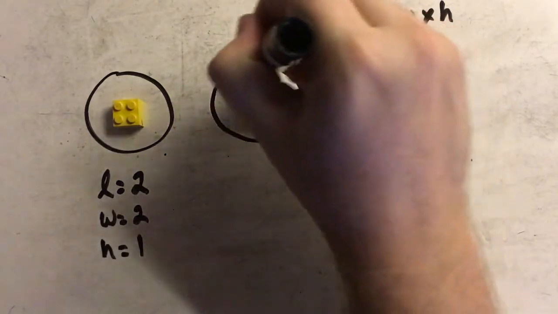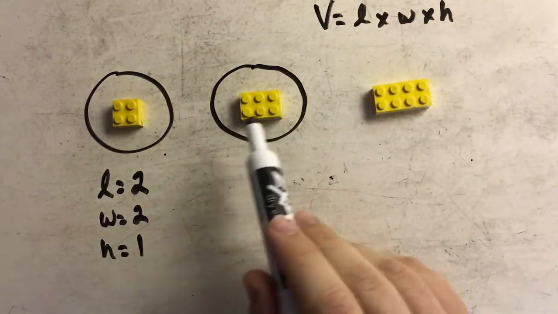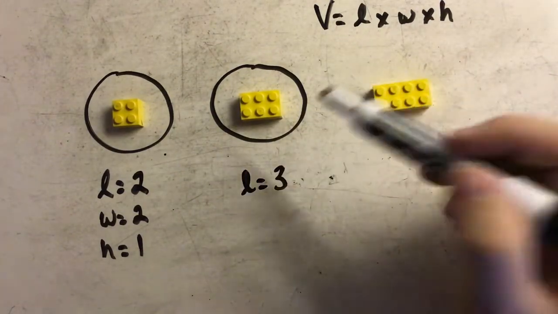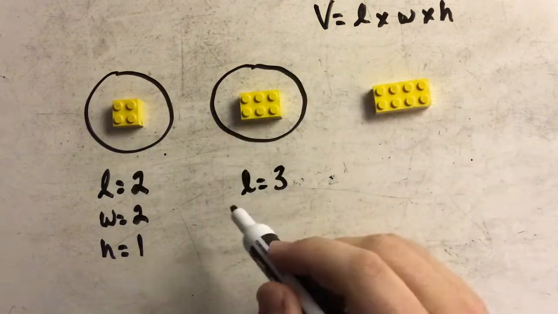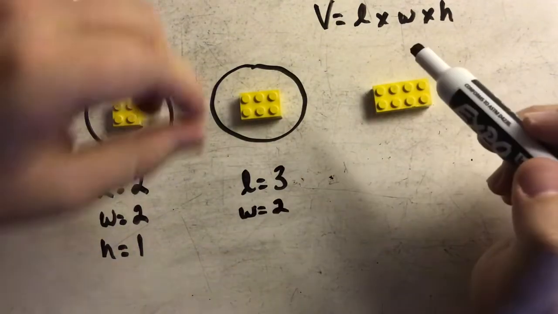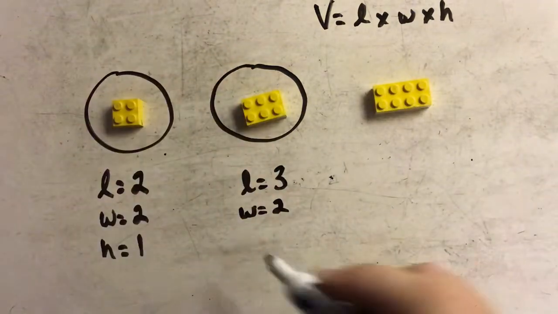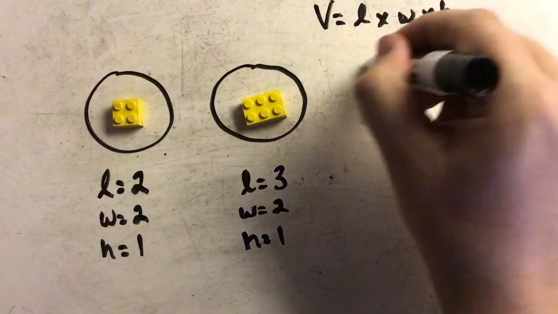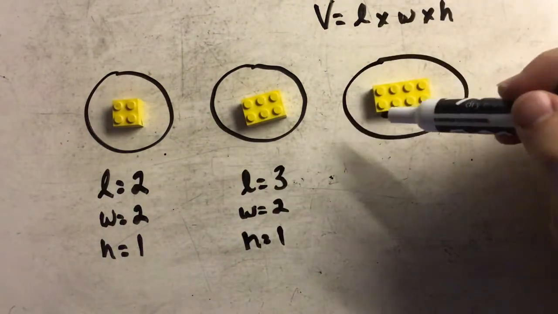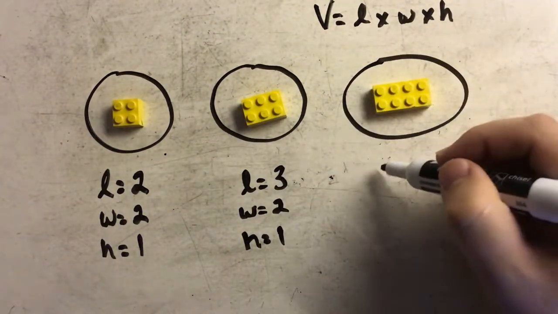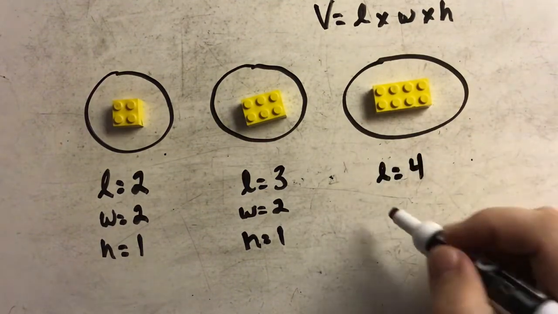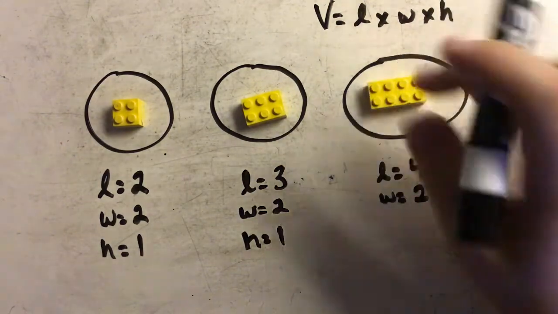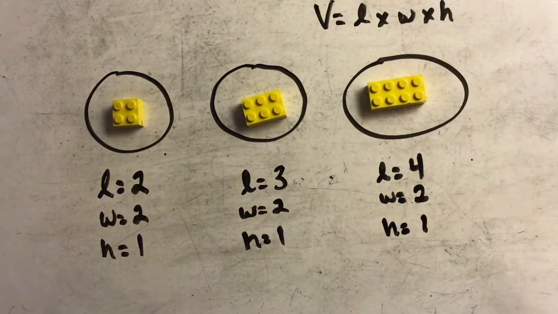If we look at the second rectangular prism, it has a length of 3 units, a width of 2 units as well, and again the height is the same, just 1 unit. And then finally, with our last prism, we have a length of 4 units, our width is 2 units, and our height is still 1 unit.